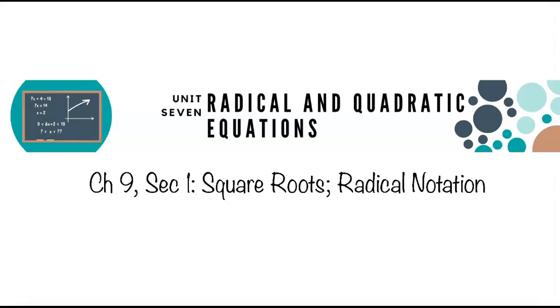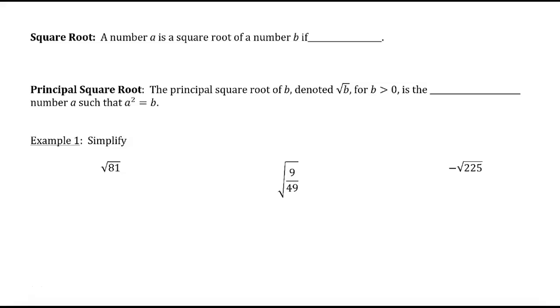Chapter 9, Section 1 is all about simplifying and evaluating nth roots using radical notation. We will begin with square roots. A number a is a square root of a number b if a squared is equal to b. For example, 2 squared is equal to 4, and negative 2 squared is equal to 4. Both 2 and negative 2 are square roots of 4.